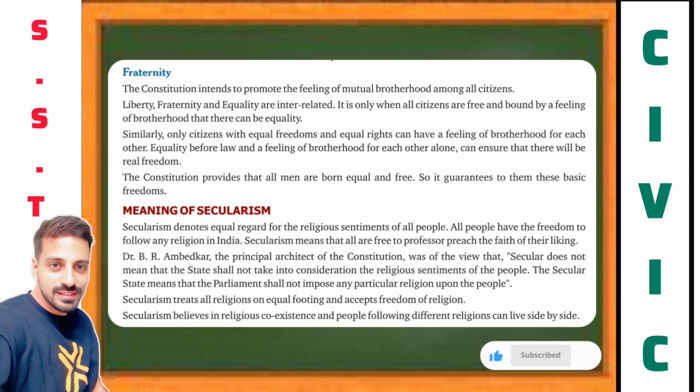Similarly, only citizens with equal freedom and equal rights can have a feeling of brotherhood for each other. Equality before law and a feeling of brotherhood for each other alone can ensure that there will be real freedom. The Constitution provides that all men are born as equal and free, so it guarantees to them these basic freedoms.